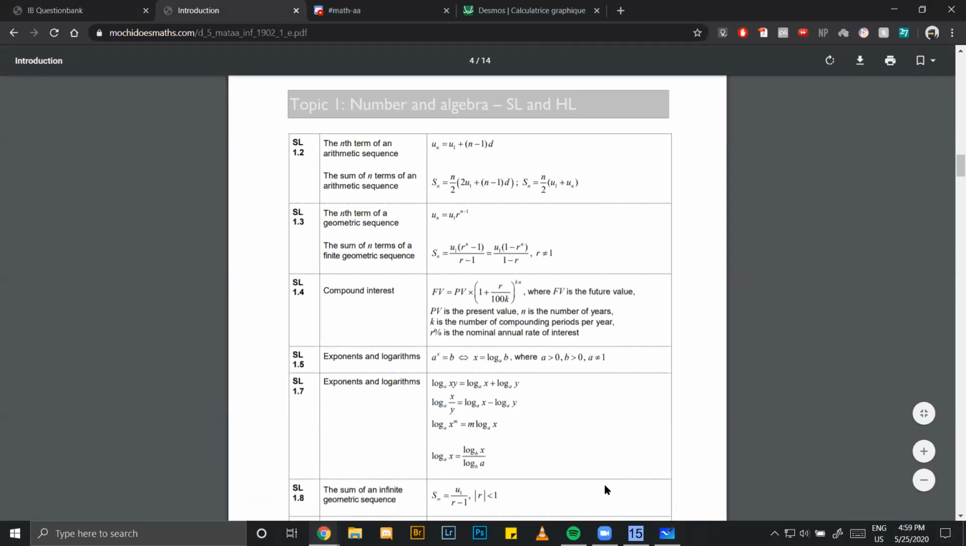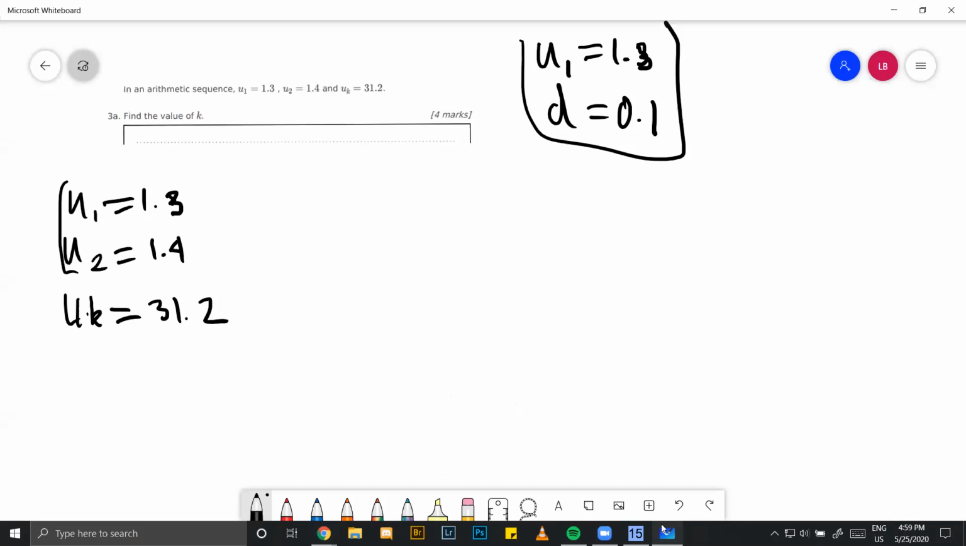So let's look at that. So un is equal to u1 plus n minus 1 times d, right? That's our nth term, right? So let's look at what our kth term is going to be equal to.